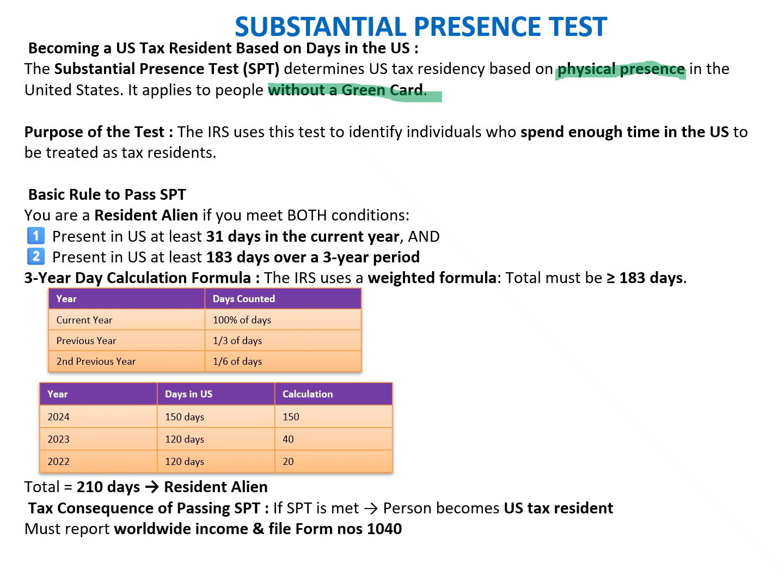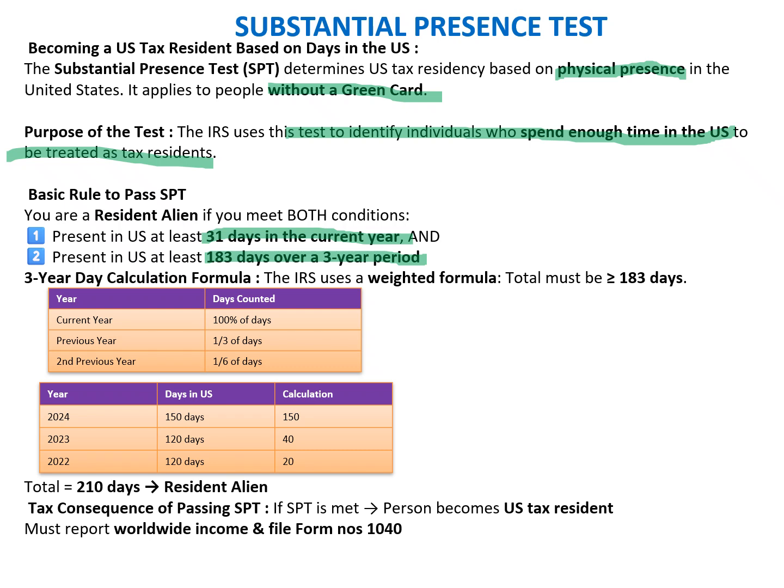What is the purpose of this test? The IRS uses this test to identify individuals who spent enough time in the US to be treated as a tax resident. The rule to pass the SPT test is that you are a resident alien if you meet both conditions. So both these conditions need to be met. And what are those? Present in the US at least 31 days in the current year. So in the year in which you are currently living, you have to spend at least 31 days, and be present in the US at least 183 days over the 3-year period. So if over the last 3-year period you were there for 183 days, then you are treated as a resident alien for the purpose of tax.